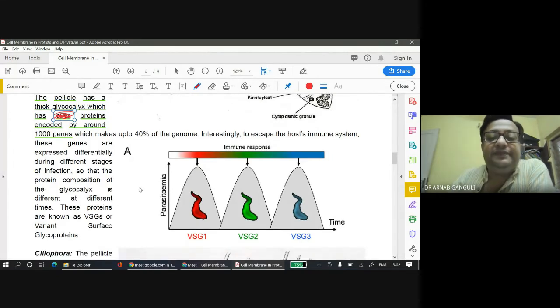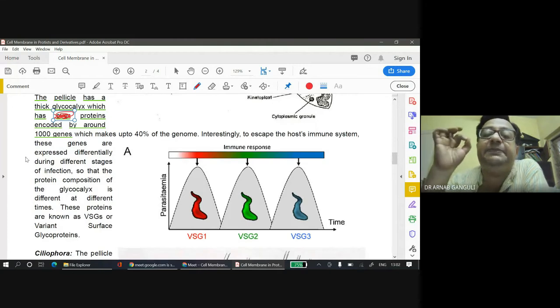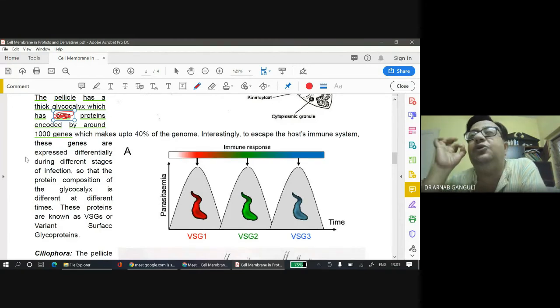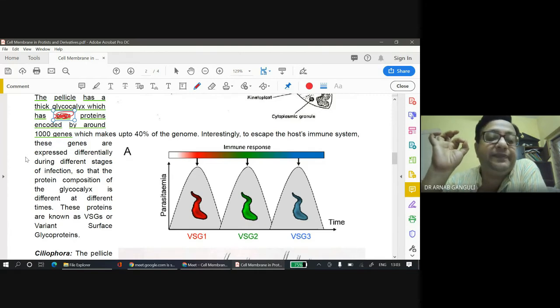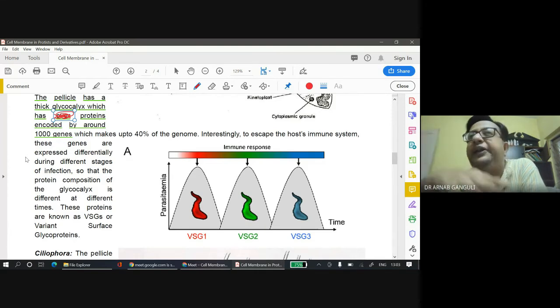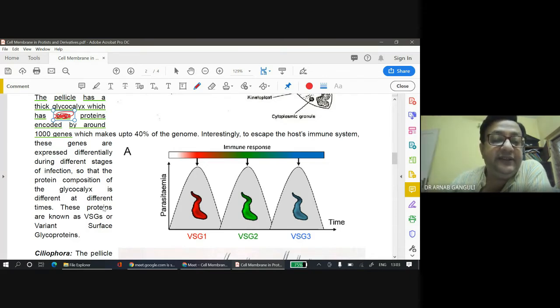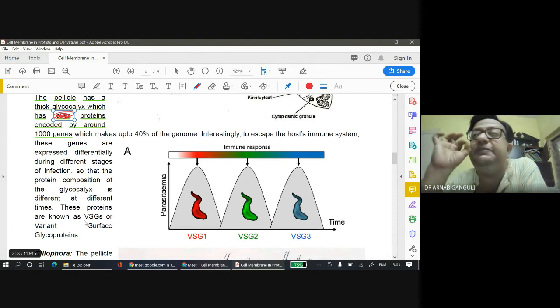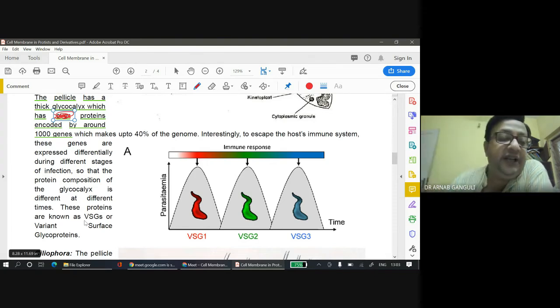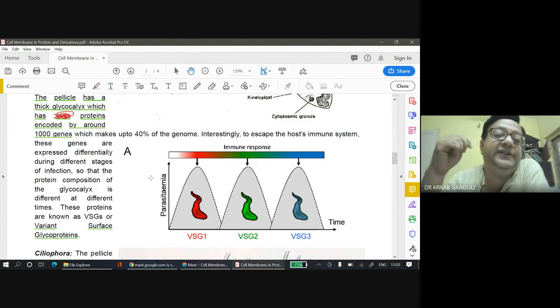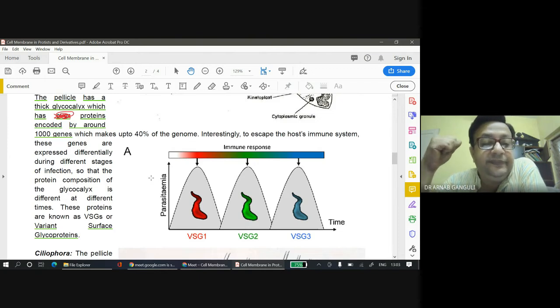This is known as differential expression of proteins. There are around 1,000 of these proteins made by 1,000 genes. Maybe 10 or 20 of them are expressed at different infection stages. These proteins are glycoproteins. What are glycoproteins? Proteins plus carbohydrates. They are known as variant surface glycoproteins, VSGs. This is how the pellicle or the glycocalyx works in a wonderful way.